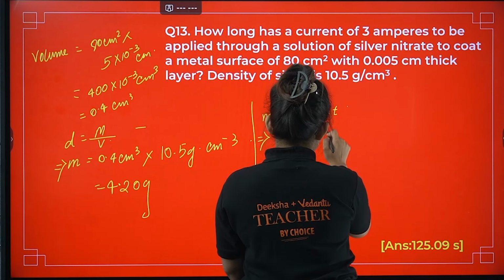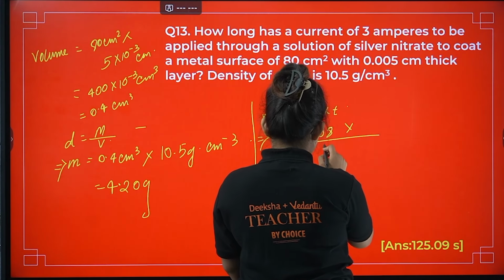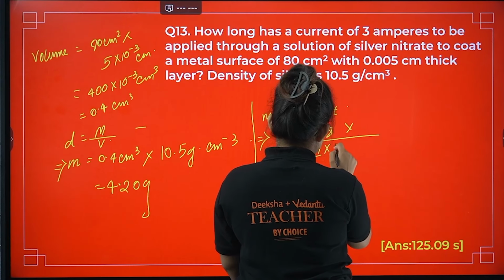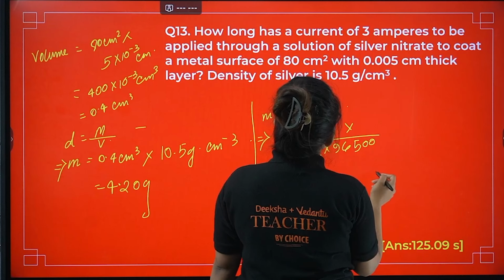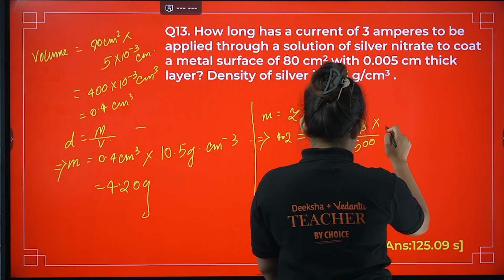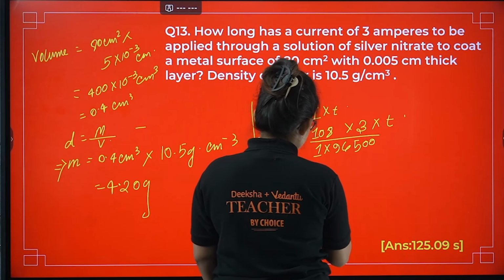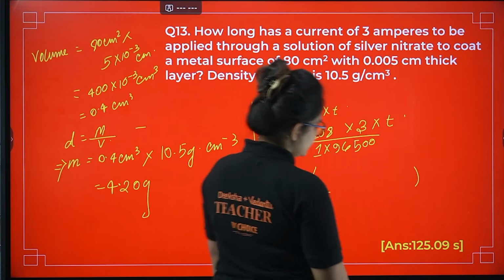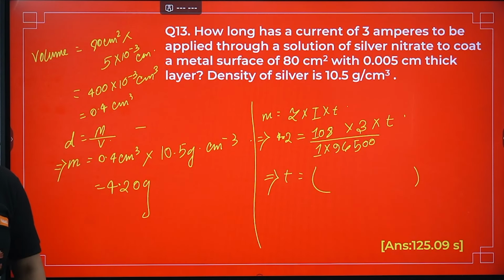So 108 into divided by 1 into 96500, this is z, into I is how much? 3 ampere, right? T you have to calculate. Okay, so if you calculate the T, you will get your answer from here itself. Your answer should come up with 125.09 second. Okay, I guess this is clear to you.